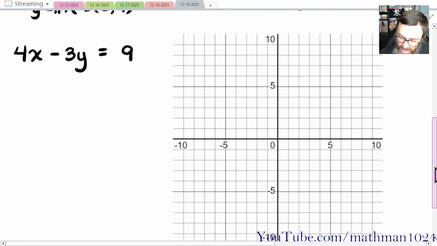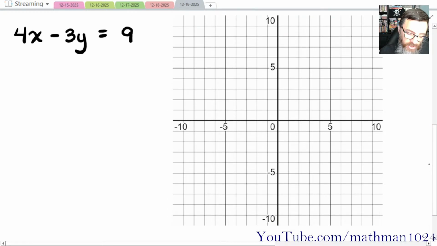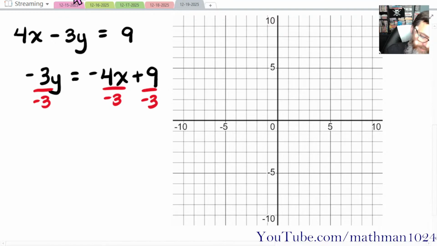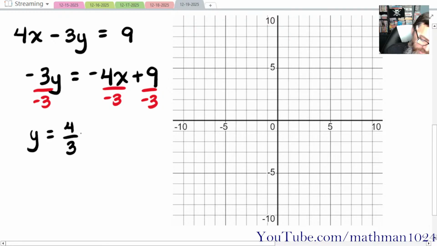So in order for me to graph this, I want to find the slope and the y-intercept. So as we did before, let's get y by itself. And we do that by first moving 4x to the other side as a negative 4x. So negative 4x plus 9. And then we're going to finish by dividing everything by negative 3. So we have y is equal to, now you've got negative 4 divided by negative 3, so that's a positive 4/3. Don't forget the x, and make sure you put it in the correct spot. Positive 9 divided by negative 3 is negative 3.